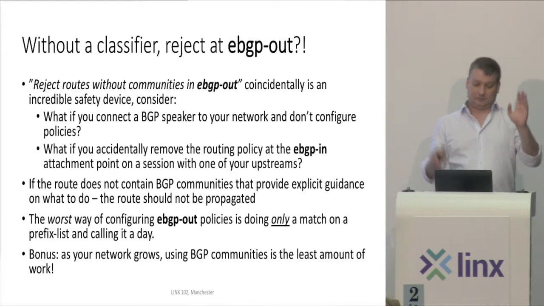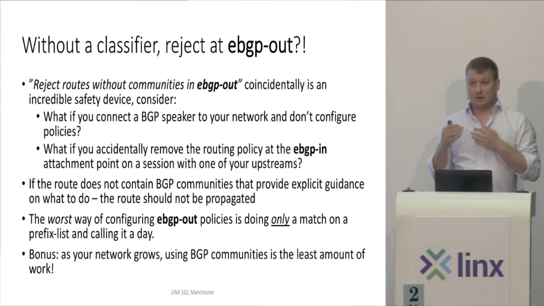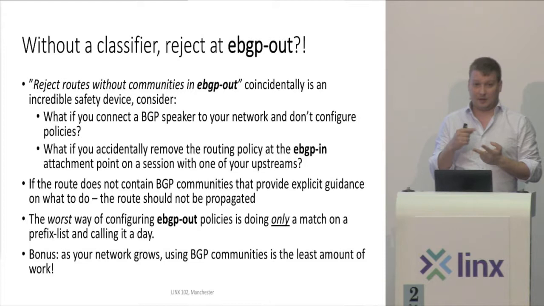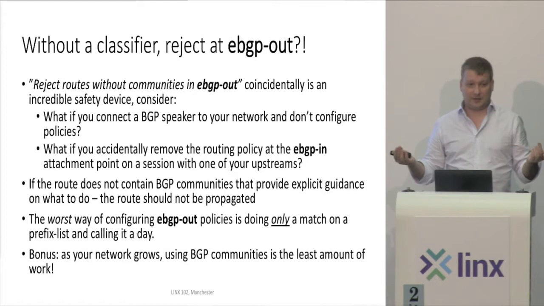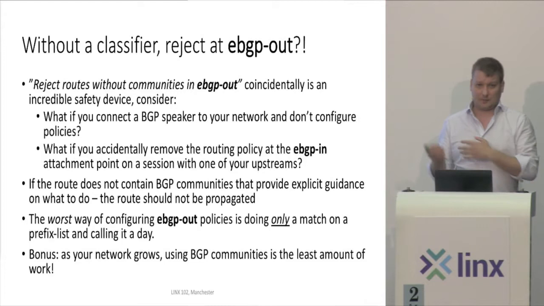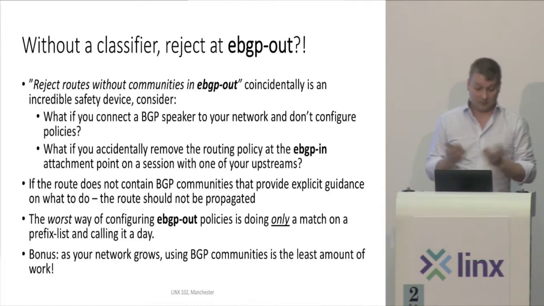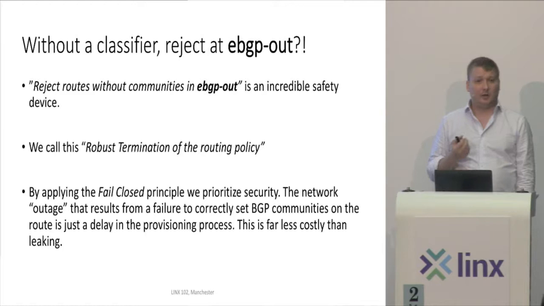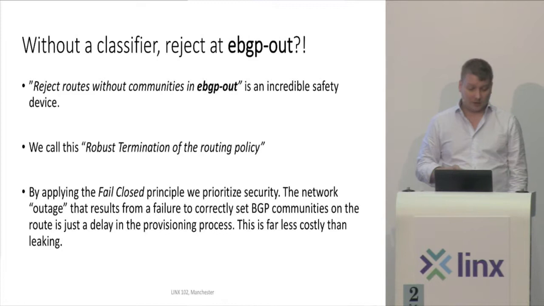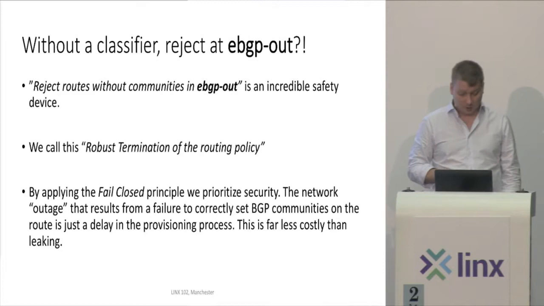And this is a beautiful thing with BGP communities, as your network grows, using BGP communities is the cheapest way to let things scale. Because the alternative would be to manage your network based on AS paths, AS path filters, and prefix lists. And that means that every time you add a new customer or a new prefix to your network, on every edge router, you'd need to update the outbound prefix lists. By using communities, you only need to touch the portion of the network where you're actually provisioning the new customer. So this is all in all a great time saver. So rejecting routes that do not contain the proper BGP communities that would allow them through the policy, we call this robust termination of the routing policy. And it is in essence a fail closed mechanism where you prioritize security over other considerations.